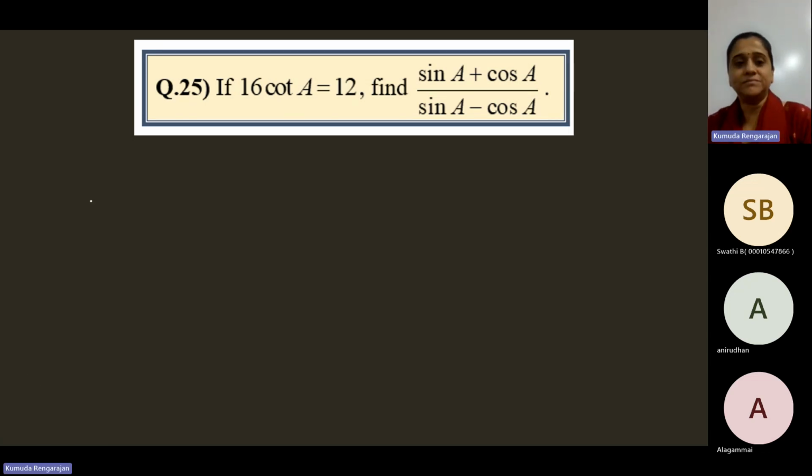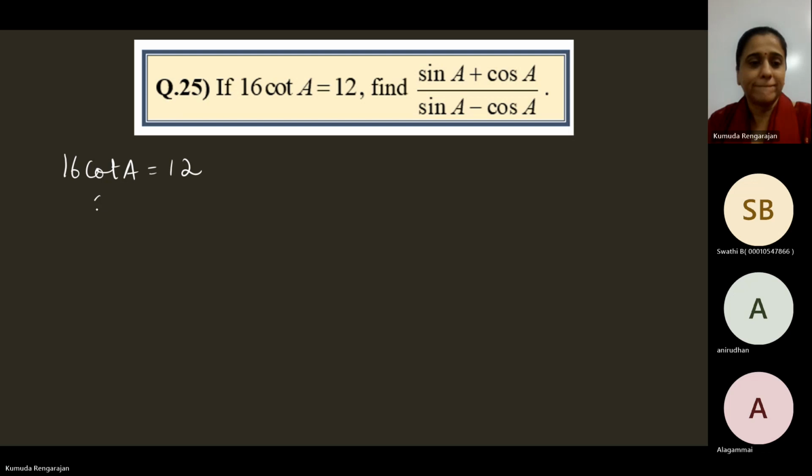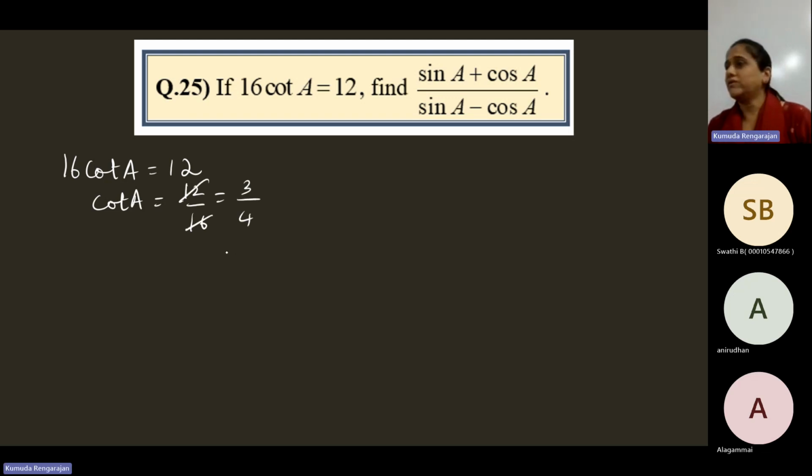Okay, now look at this one. Normally, when we are given information like this, we actually use a right triangle, no? When we have the value of one ratio. These are all like theory. Cot A is 3/4, so we have the value of one trigonometric ratio. You can use this value in a right triangle and find the missing side using Pythagoras theorem, and then you can work this out.